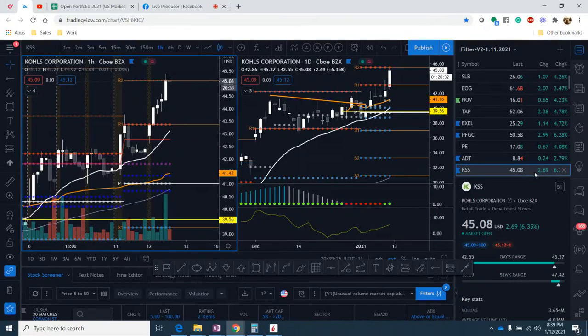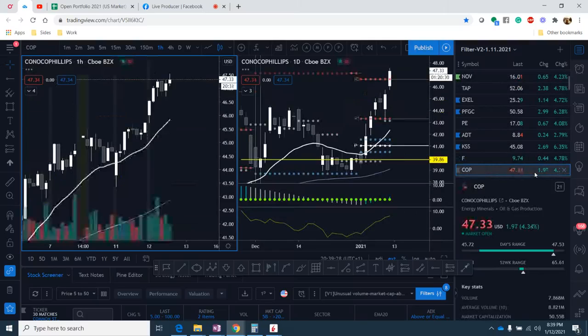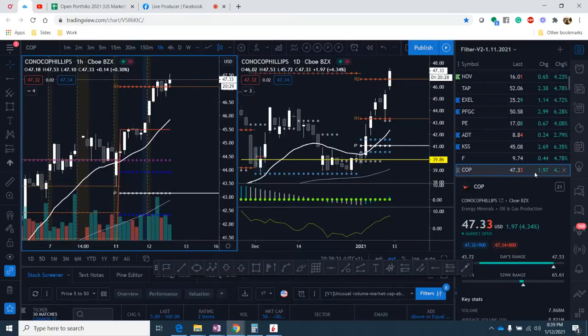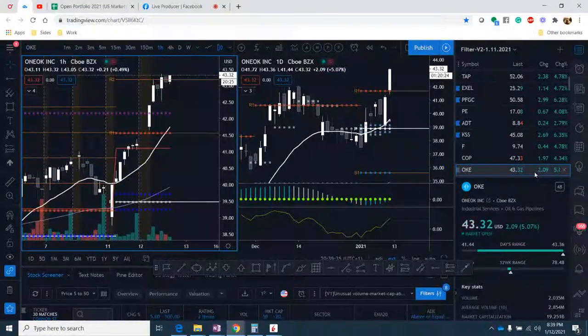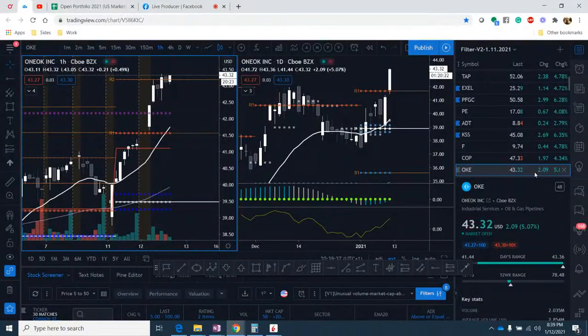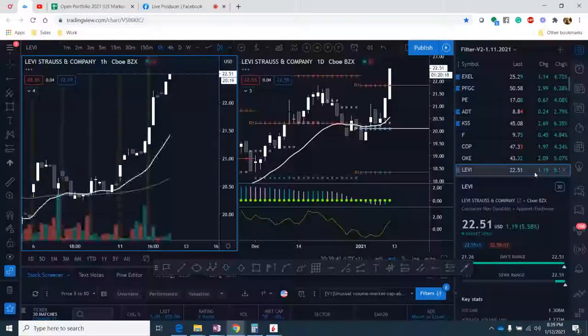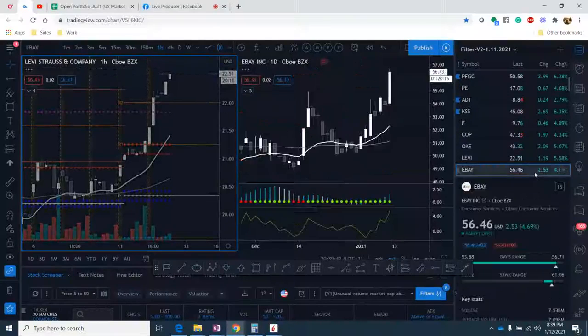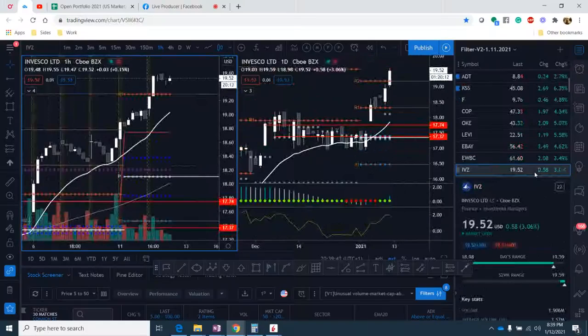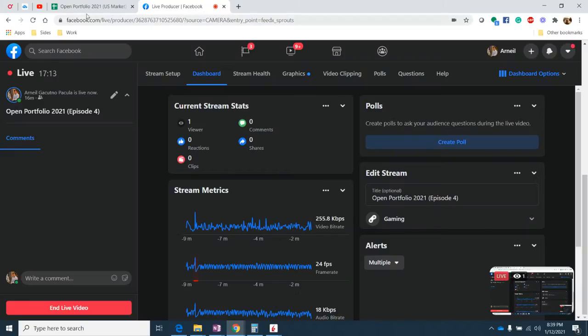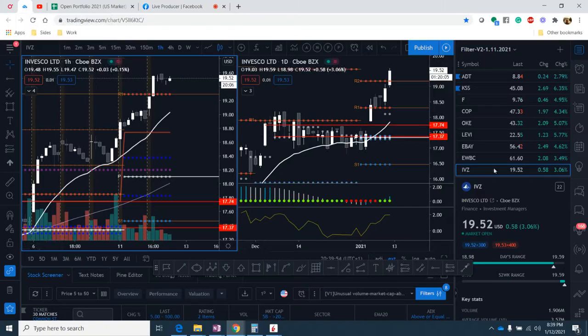KSS was a nice setup, but already up or elevated. Also this one, but there's no squeeze, no squeeze. Okay, so all of these are really up today. I don't want to try to catch them at high price.